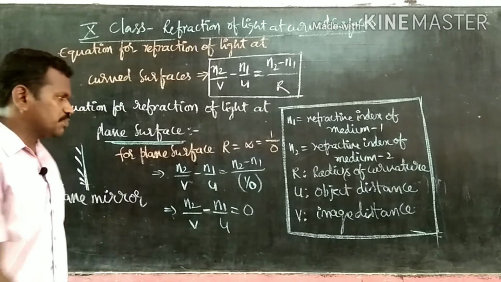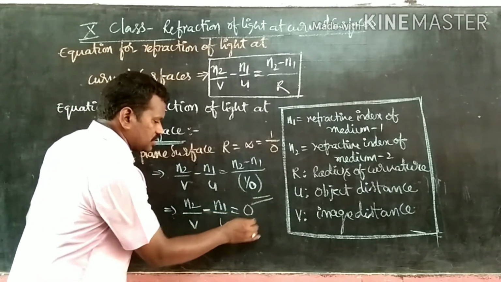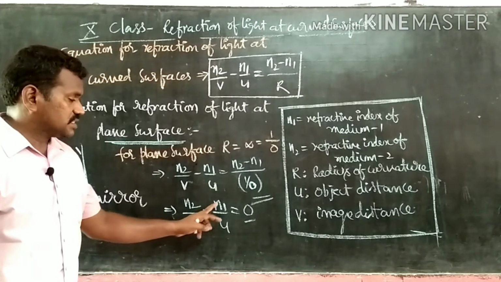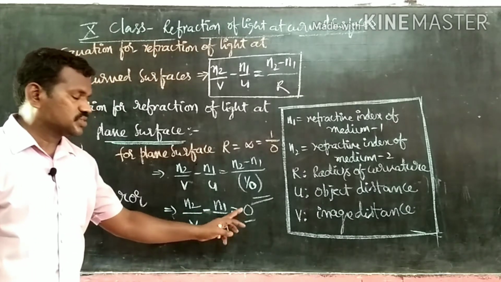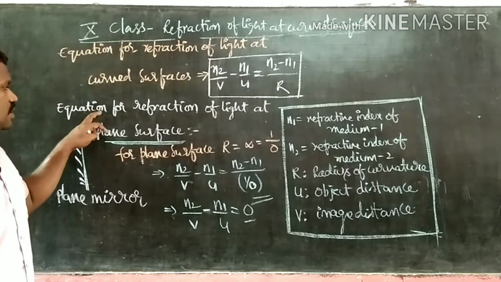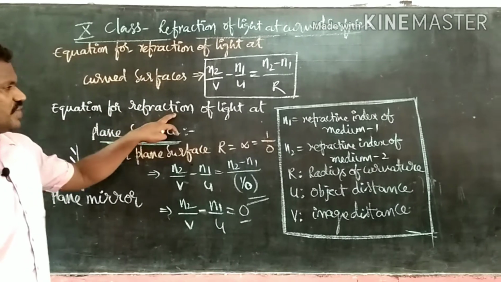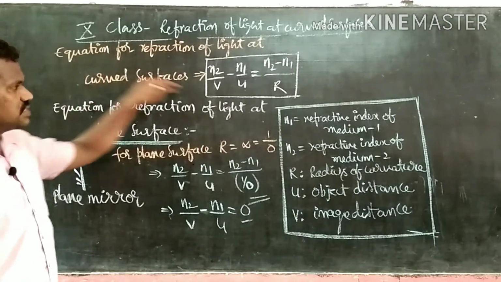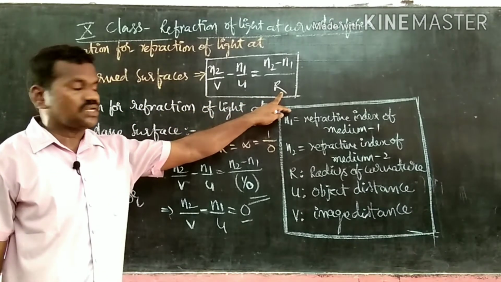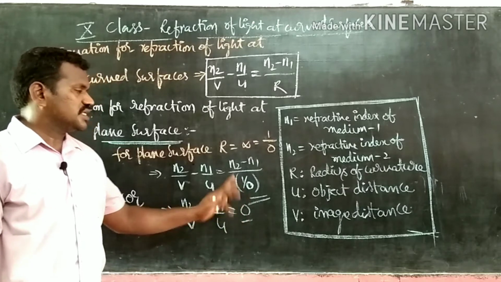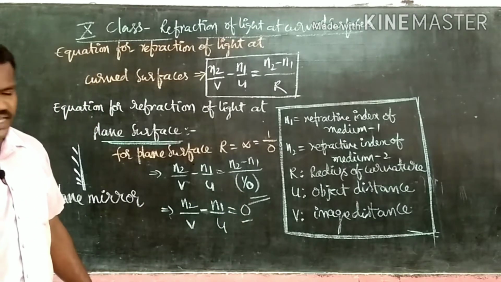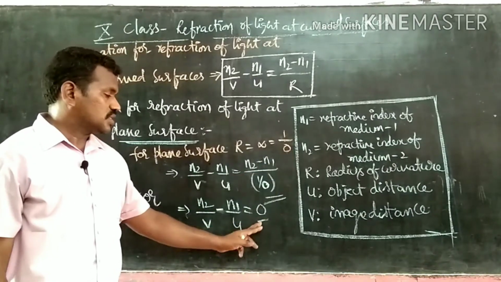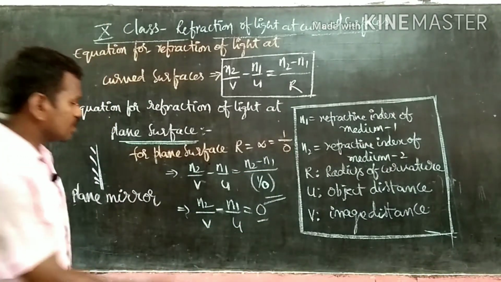Now, in the next step, this total value becomes 0. Now the formula becomes N2 by V minus N1 by U is equal to 0. This is the equation for the refraction of light at plane surfaces. For a curved surface, a radius of curvature exists. For a plane surface, the radius of curvature becomes infinity. Infinity mathematically is represented as 1 by 0, so the total value becomes 0.